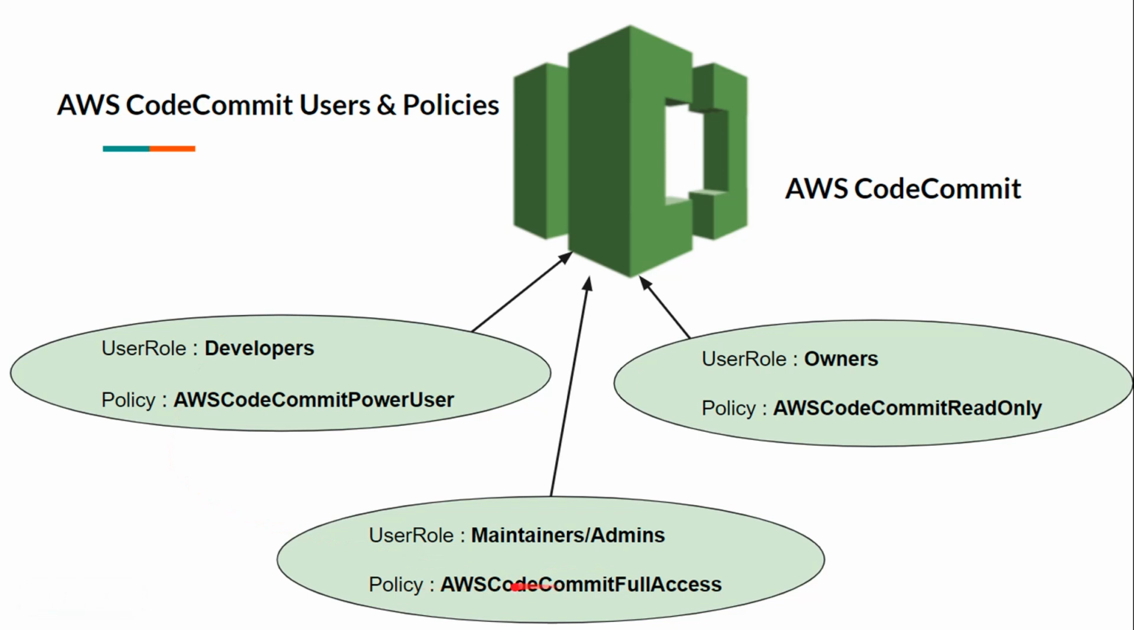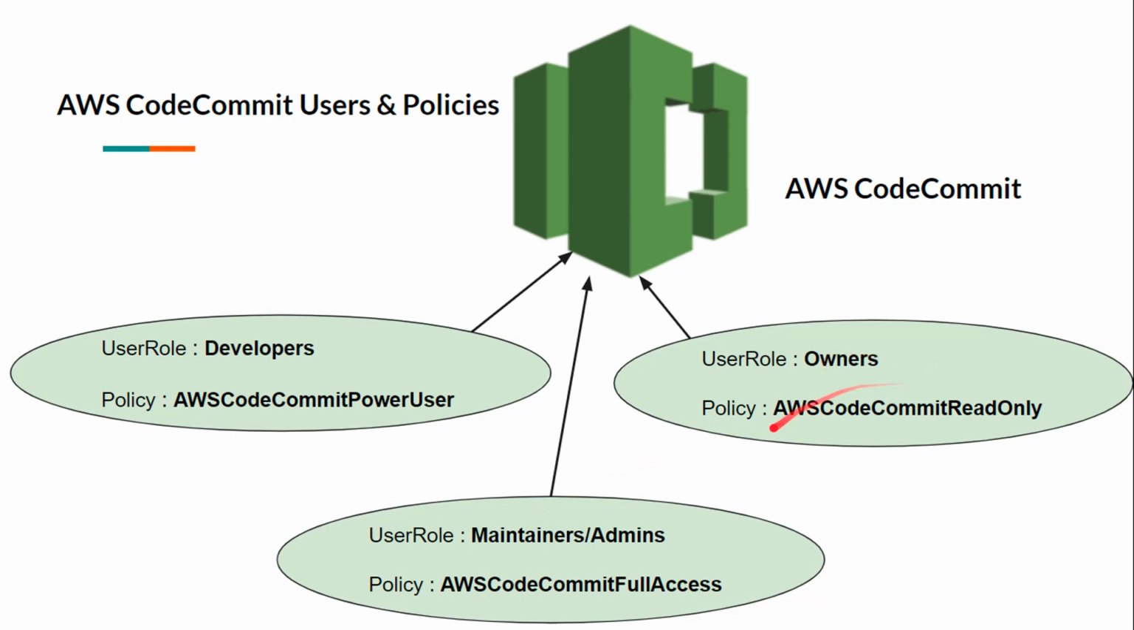Second policy we have here is AWS Code Commit Full Access, which is mainly used for maintainers and admins, which grants full access to AWS Code Commit and the related resources which will be created on behalf of AWS Code Commit service repositories. Maintainers and admins can create new repositories, can also delete the existing repositories.